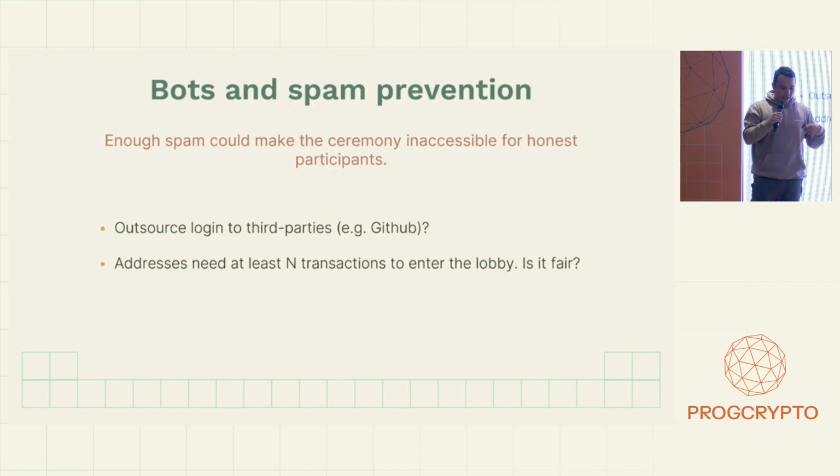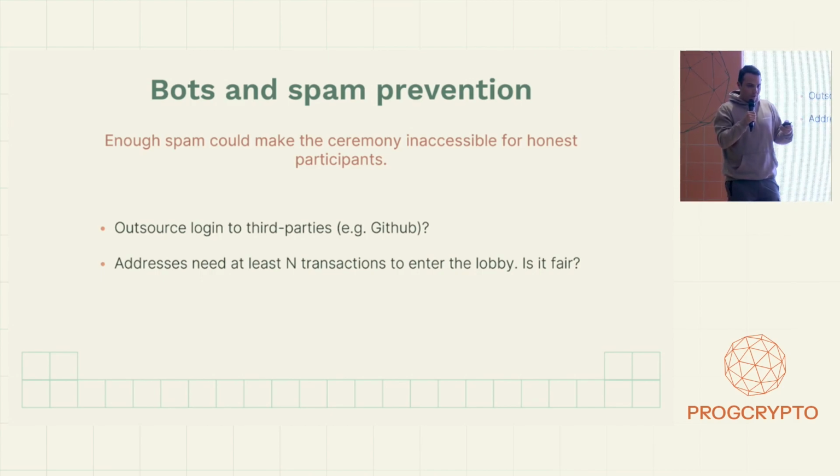And the last challenge is spam. How do we prevent bots from participating in these ceremonies? And at the end of the day, preventing real participants from being blocked from going in and contributing on time. One solution that we took was to use third-party login services. On the KZG ceremony in Ethereum, you could log in with GitHub. But at the end of the day, how do we trust that GitHub is giving us real users, that they are validating that they are real users?